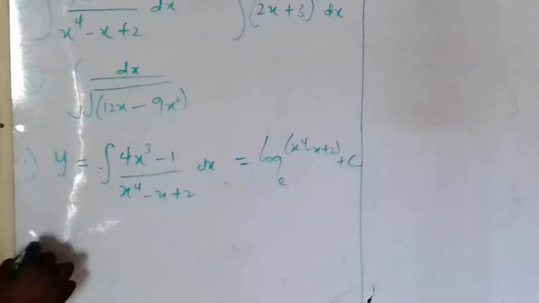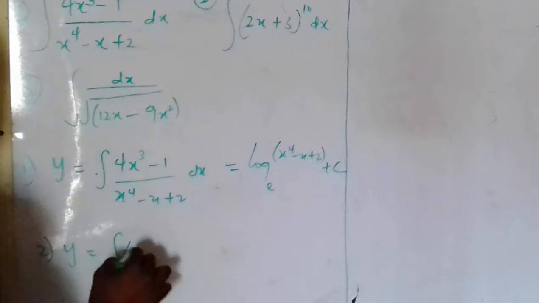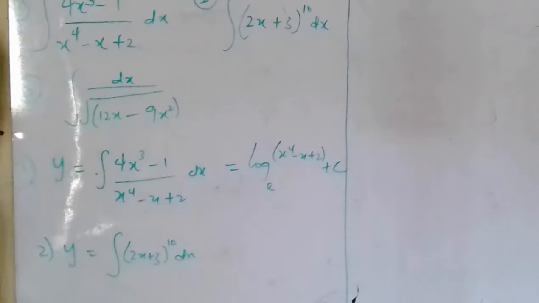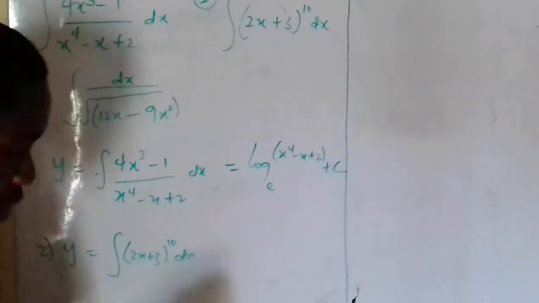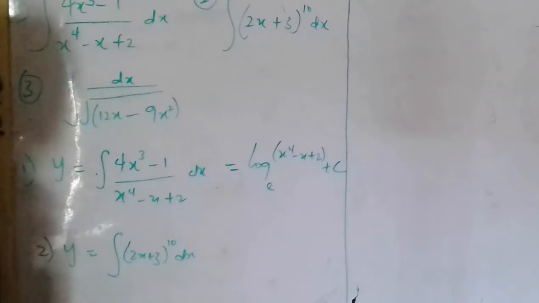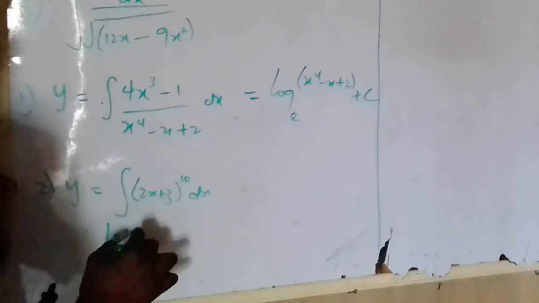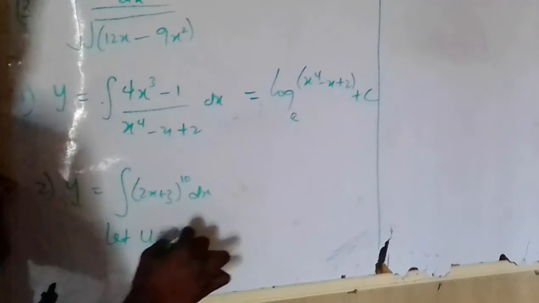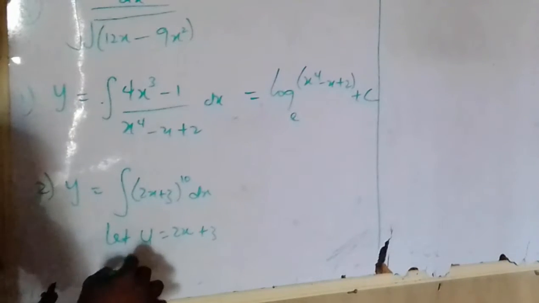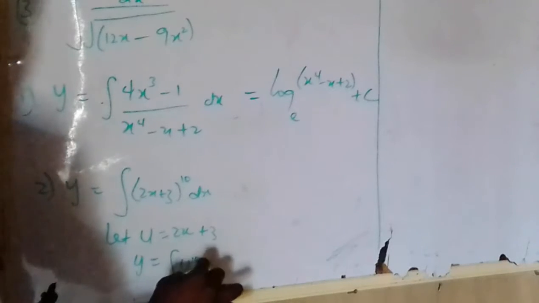For number 2, y is equal to the integral of (2x plus 3) to power 10 dx. In this case, it seems like a function-of-a-function question in integration, which I'm going to solve by saying: let u equal 2x plus 3. In which case, my y automatically becomes the integral of u raised to power 10 dx.